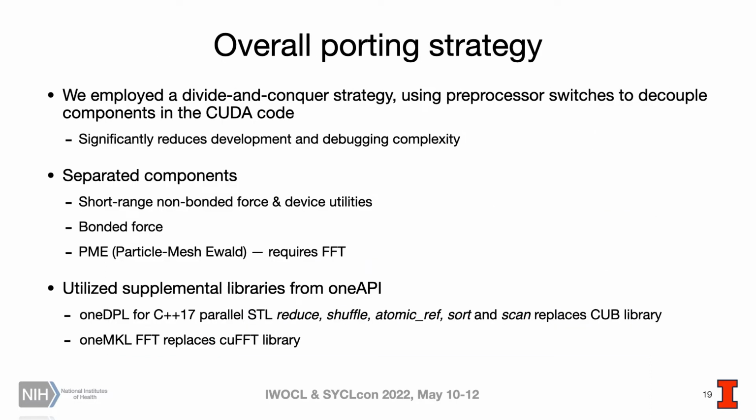The overall porting strategy employed a divide and conquer approach, using preprocessor switches to decouple components in the CUDA code, which significantly reduces development and debugging complexity. The separated components consisted of the short-range non-bonded force kernels plus the device utilities, which were about 7,500 lines of code. The bonded kernels, which were around 4,000 lines of code, and two versions of PME, one for scalable parallelism and the other for fast single-node simulation, together almost 7,500 lines of code.